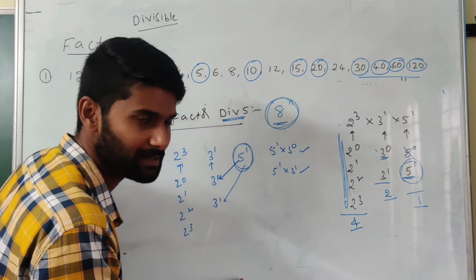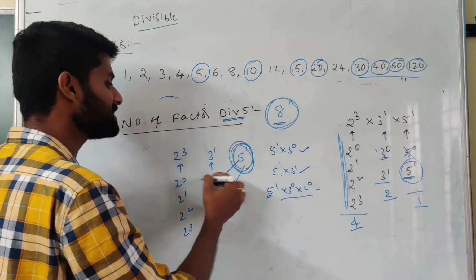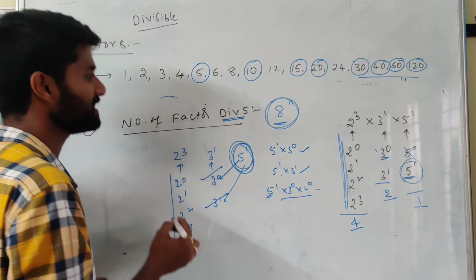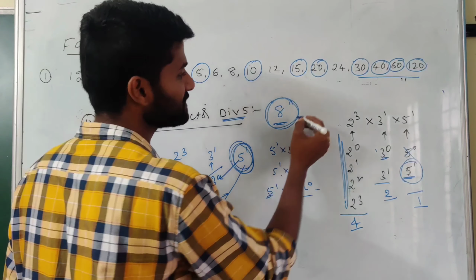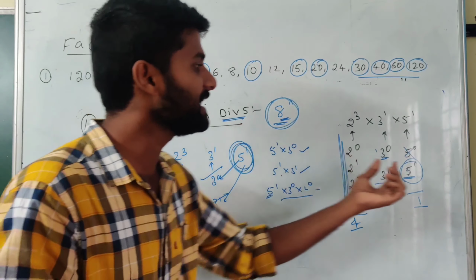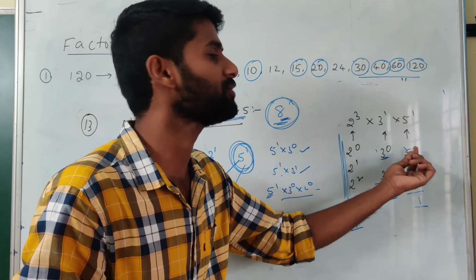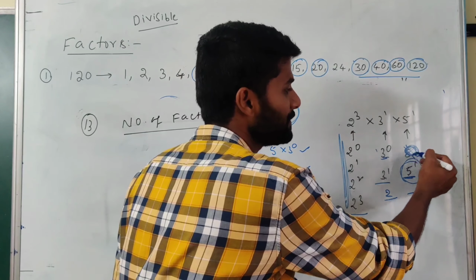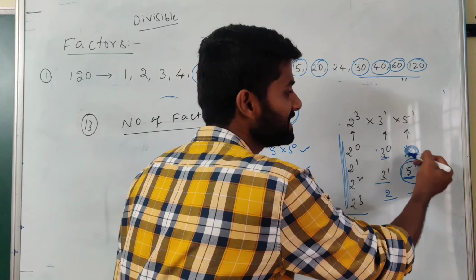And these numbers again multiplied with 2 power 0: 5 power 1 into 3 power 0 into 2 power 0. Again this is also divisible by 5. That's why you consider 5 power 1 as the single number, and you consider these two factors and these four factors, and those entire factors relate to 8 numbers only. Clear? If you want the number of factors which is divisible by 5, consider 5 power 1. So 5 power 0 is not considered, because these numbers are not divisible by 5.